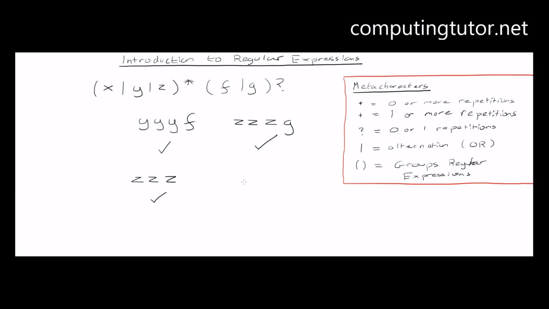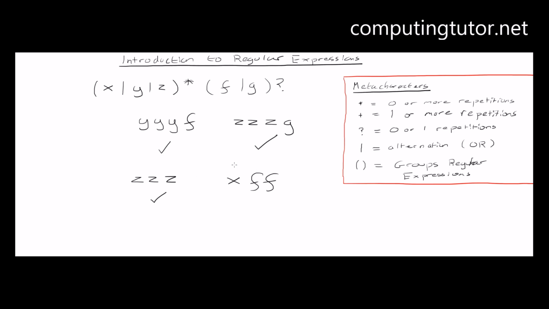One string that wouldn't be accepted is x, f, f. And the reason that wouldn't be accepted is because it does satisfy the first part of the regular expression, I've got 0 or more repetitions of x, but it doesn't satisfy the second part of the regular expression because I've got 2 repetitions of f, where I'm only actually allowed 0 or 1 repetitions of f.